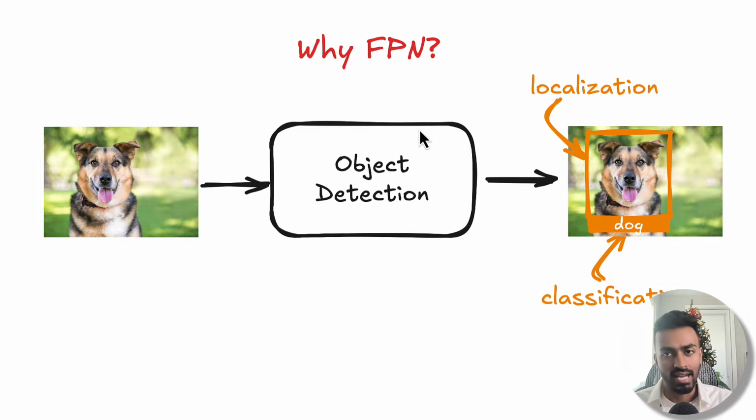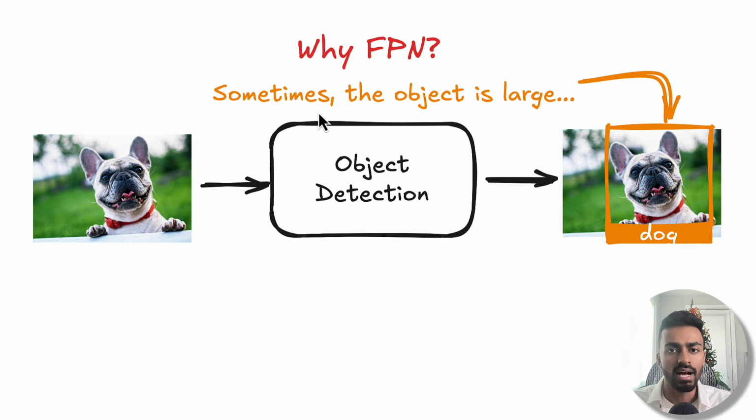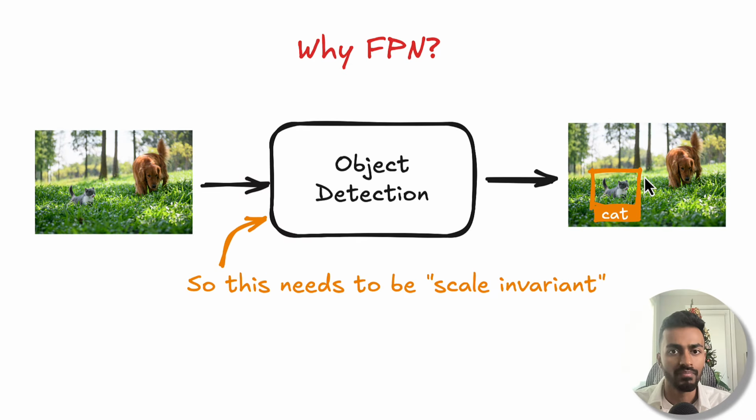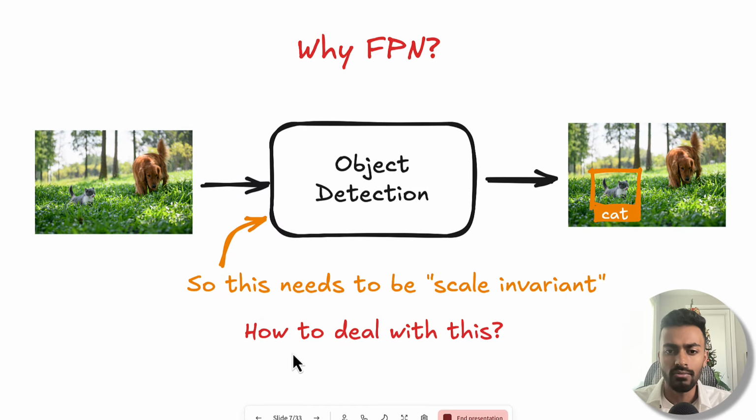So object detection essentially involves localization, that is where an object is, and classification of objects in an image. Sometimes the objects are large, other times they are small, and so any object detection framework or system needs to be scale invariant. So how do we deal with this and solve this problem?